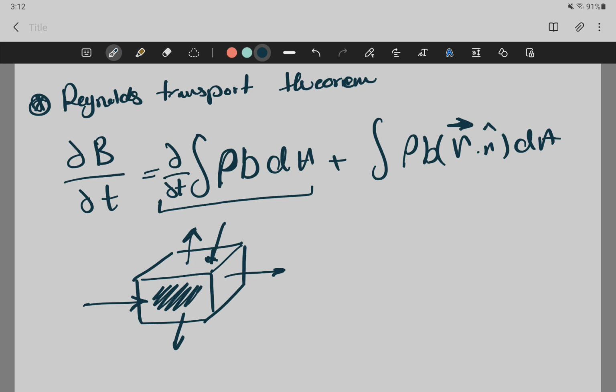Pretty simple, right? For the second half of the equation, it's rho times the intensive property, times velocity, and what's next? That's the normal velocity, the velocity normal to a surface. If this is your surface, you are talking about the velocity normal to the surface. That's velocity dot n, and dA.